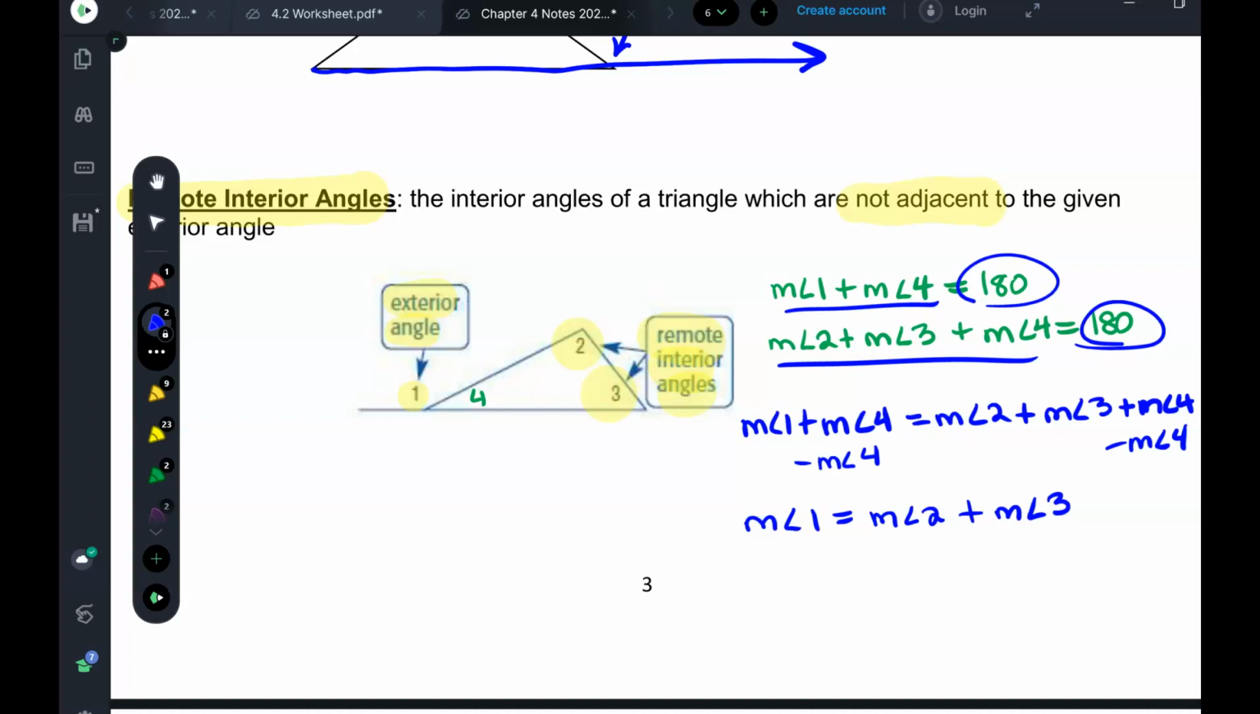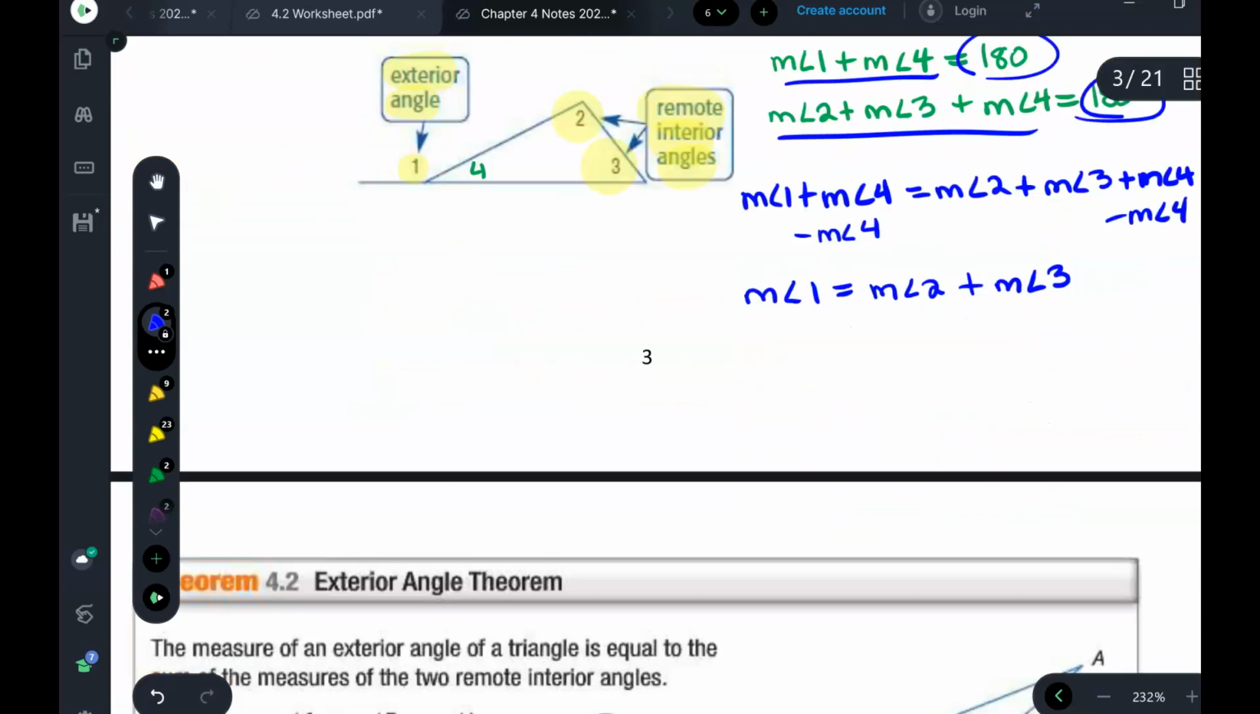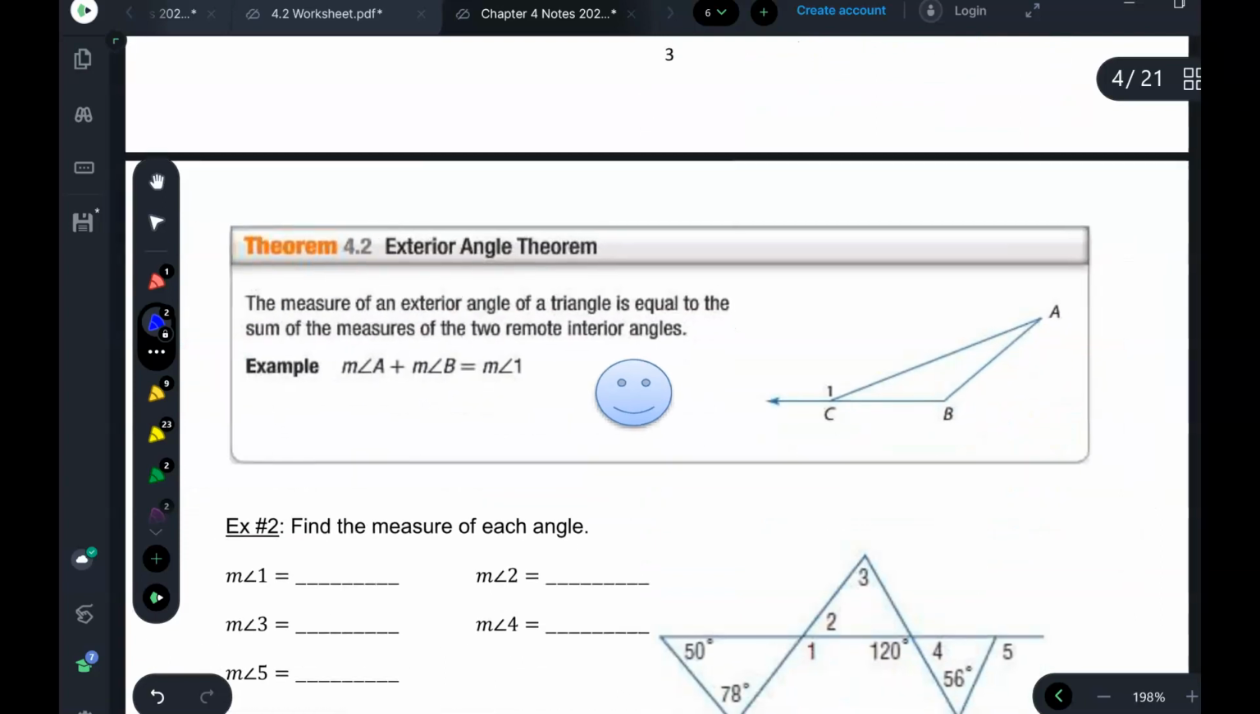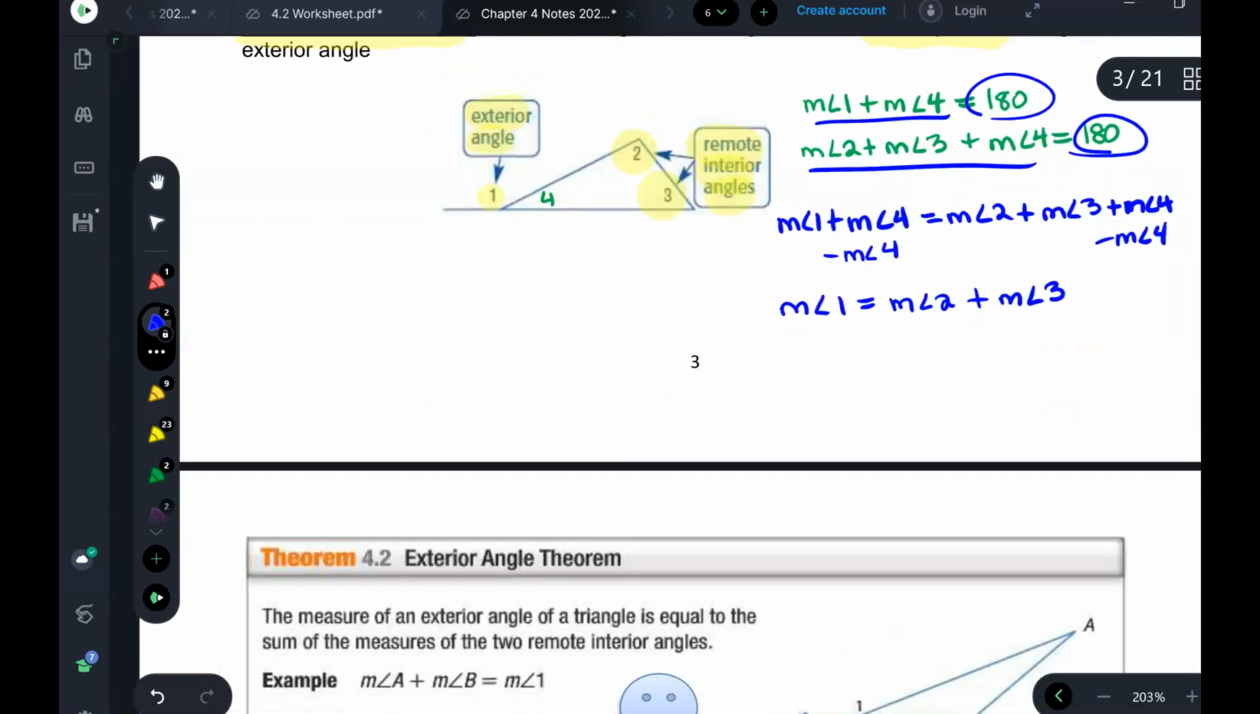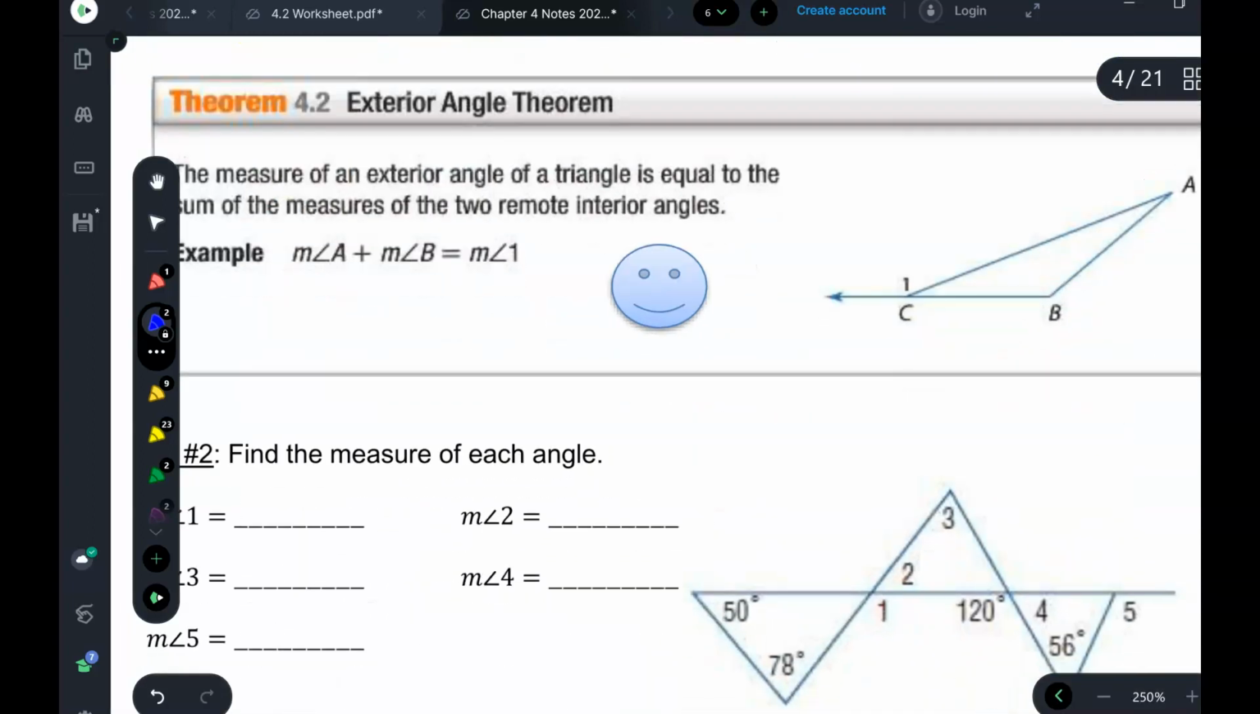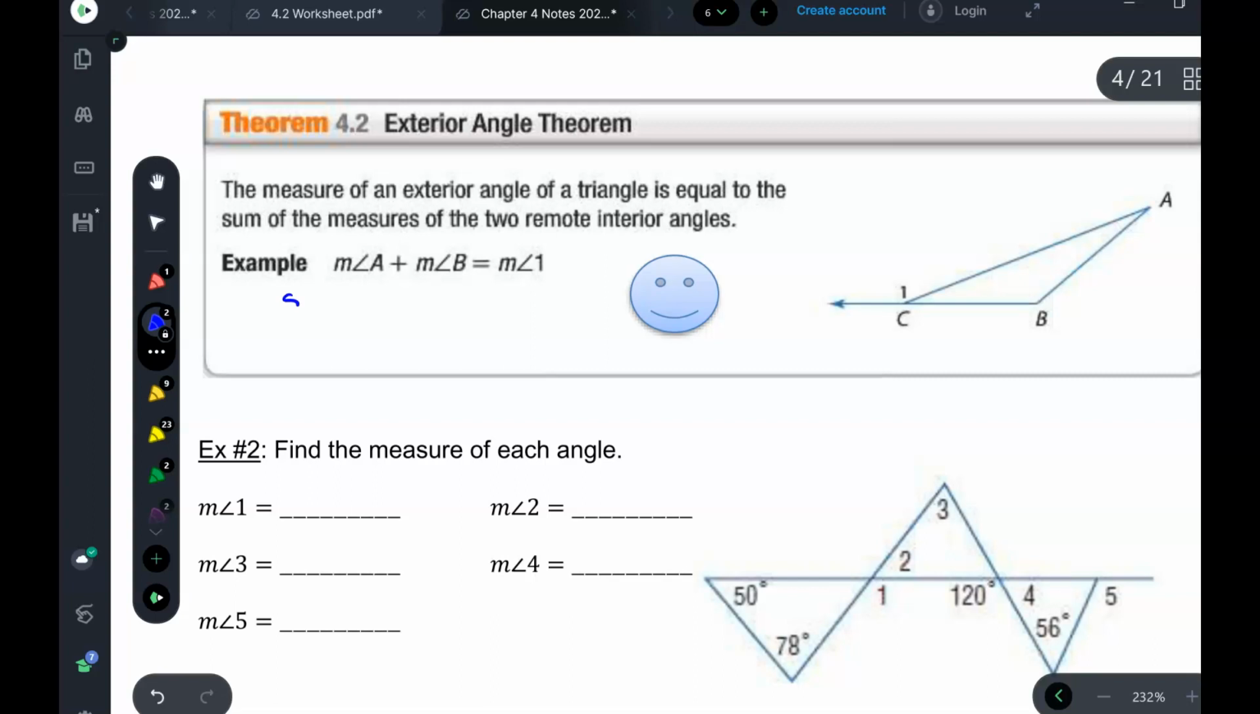Well, I just walked you through what we're gonna say on the next page, which is the exterior angle, measure of angle 1 equals measure. So basically, the sum of remote interior angles equals the exterior angle. So we should name the flashcard exterior angle theorem. That's really what we're saying.